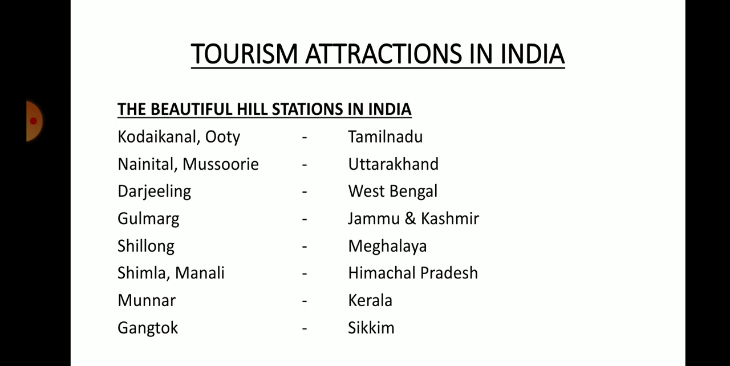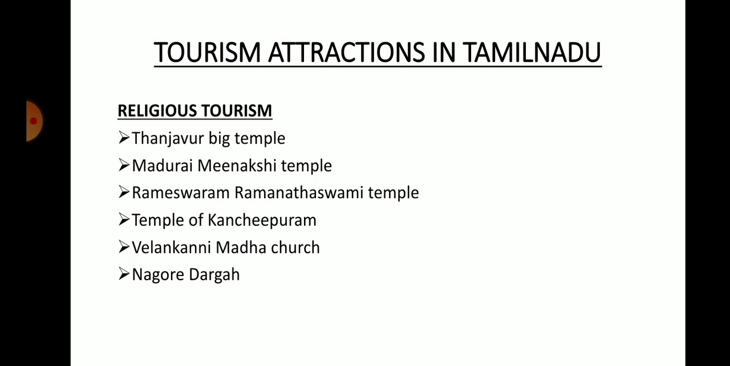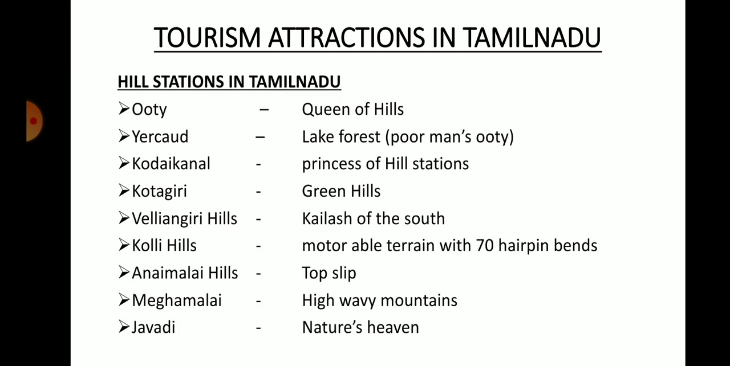The beautiful hill stations of India are Kodaikanal and Ooty in Tamil Nadu, Nainital and Mussoorie in Uttarakhand, Darjeeling in West Bengal, Gulmarg in Jammu Kashmir, Shillong in Meghalaya, Shimla and Manali in Himachal Pradesh, Munnar in Kerala, and Gangtok in Sikkim. And religious tourism sites in Tamil Nadu are Tanjavur Big Temple, Madurai Meenakshi Temple, Rameshwaram Ramanatha Swami Temple, Temple of Kanchipuram, Velankanni Matha Church, and Nagur Dargah.